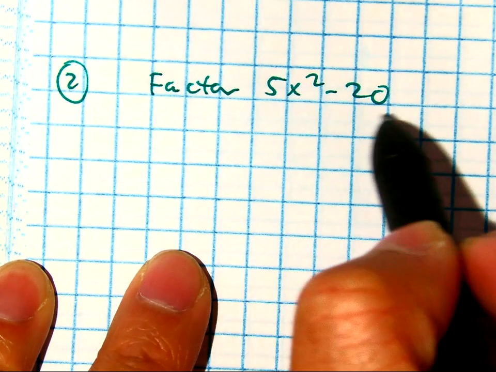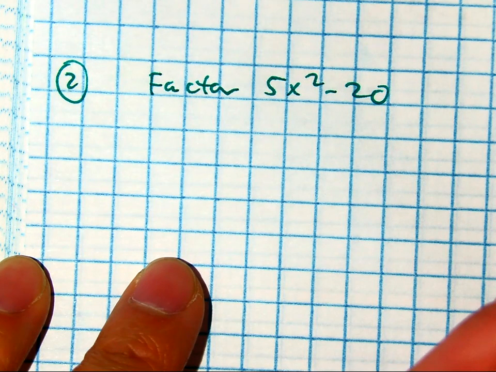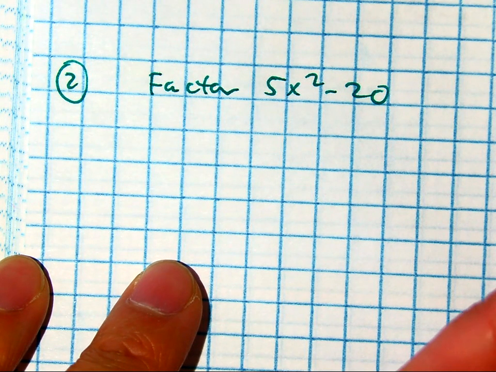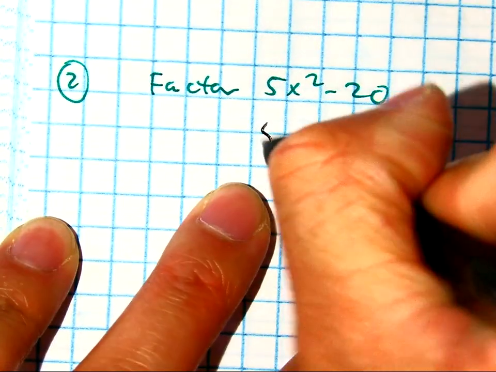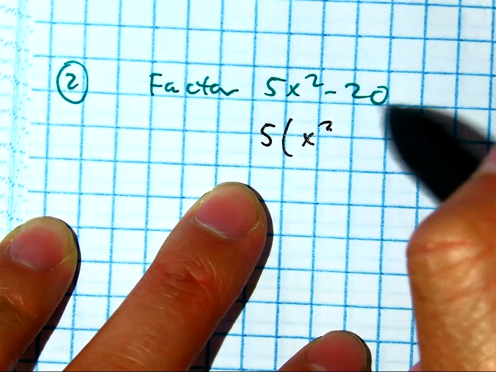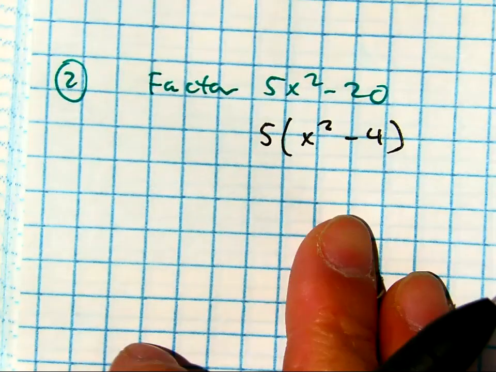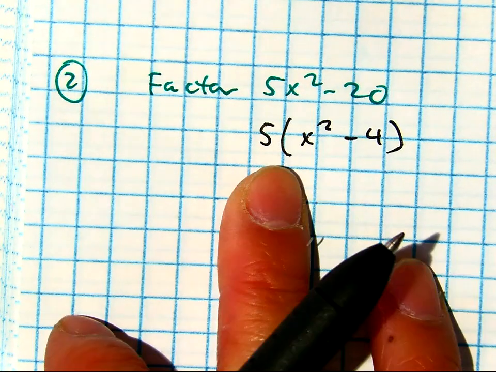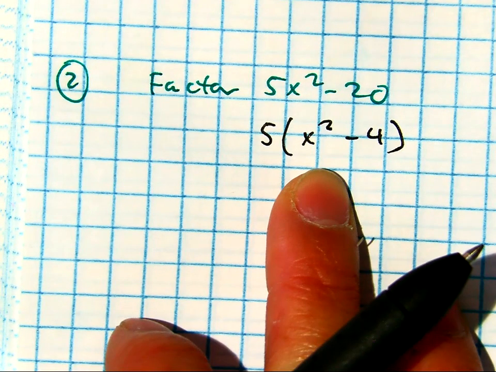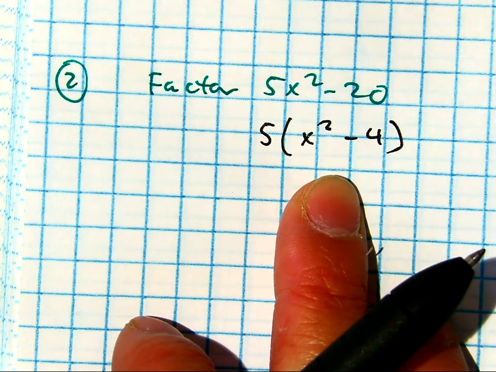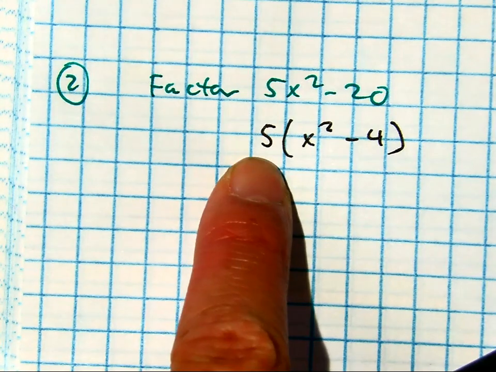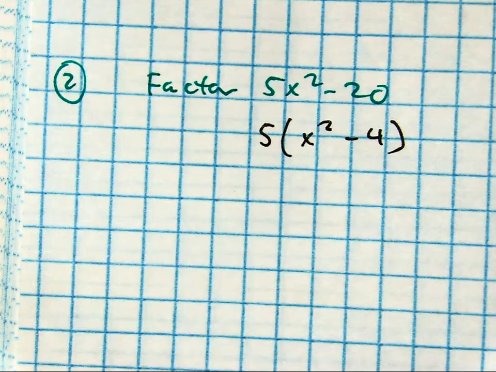Factor 5x squared minus 20. Show me with your hands, what is the GCF? Yeah. 5 times x squared minus 4. Now let's just say this is on your next quiz, which is going to be next week, and you put a box around this as your final answer. I'd probably only give you 2 points out of 4. You found the GCF, but you didn't recognize that you can actually factor this again.